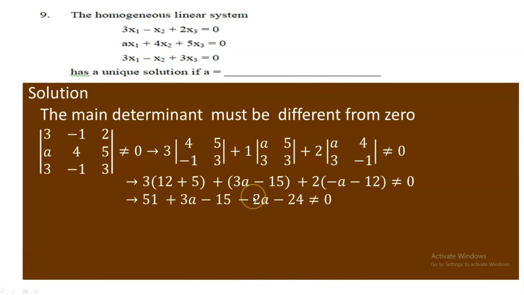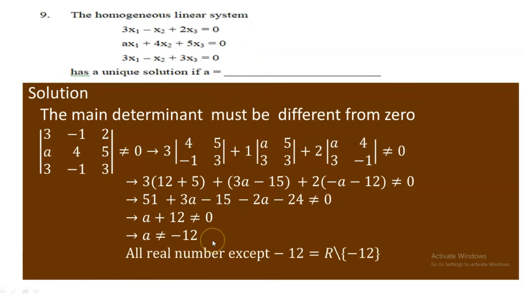Now simplifying this, what comes here is this one, 51 plus 3a minus 15 minus 2a minus 24, different from 0. And from this, a plus 12 comes to be different from 0. So finally, you will obtain a to be different from -12. So the value of a here can be any real number except -12. So here it is.